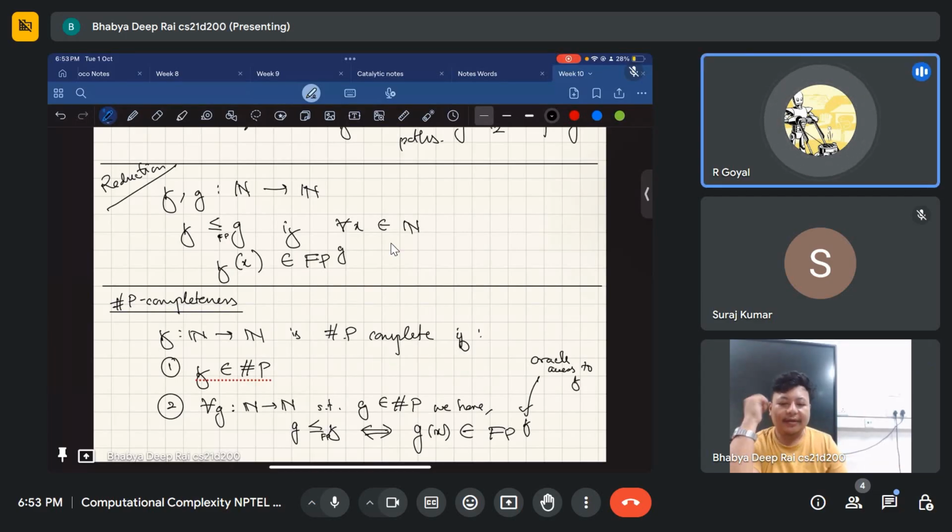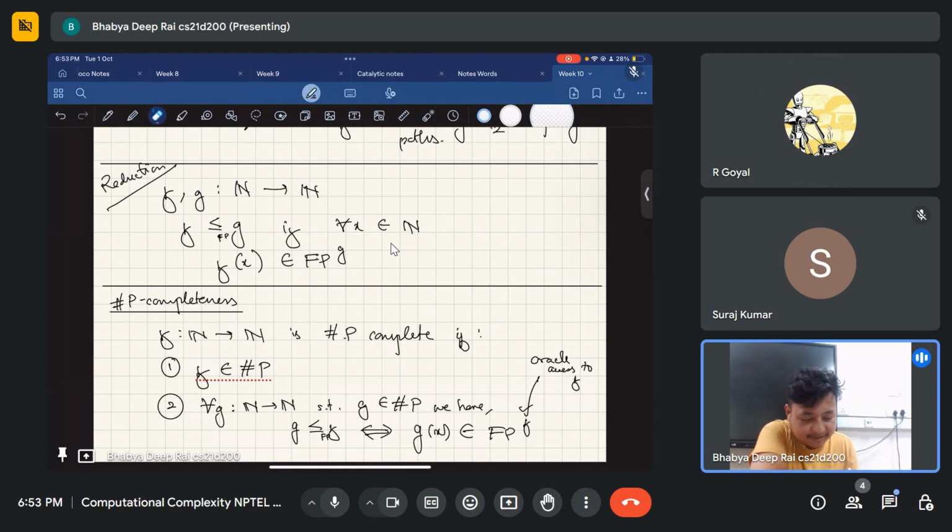So G is getting reduced to F if and only if G of X is an element of this. I mean, this line is not clear. Actually, I was a bit casual here. I just meant that they are the same.